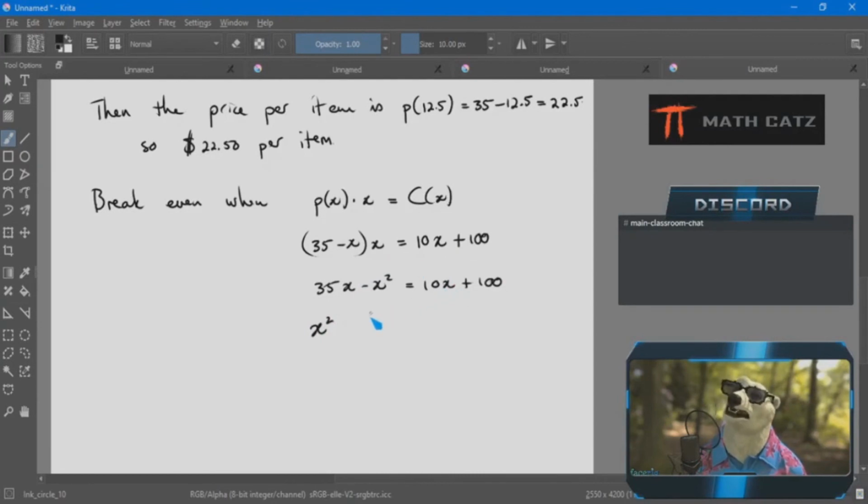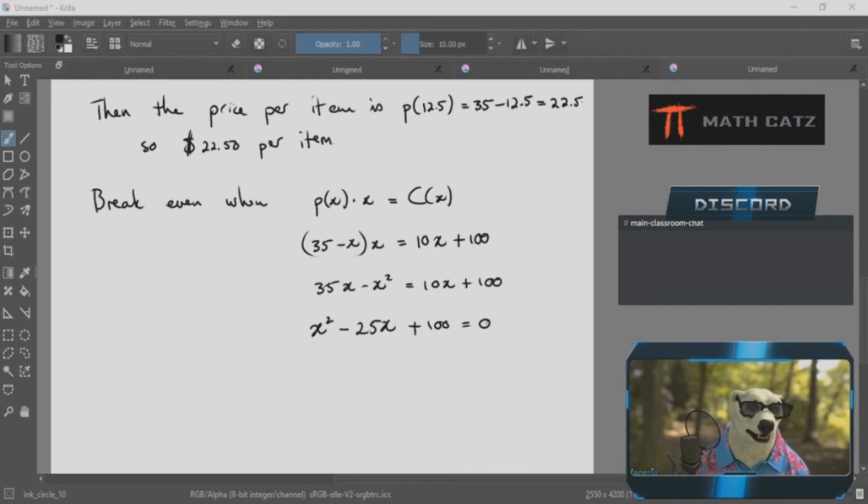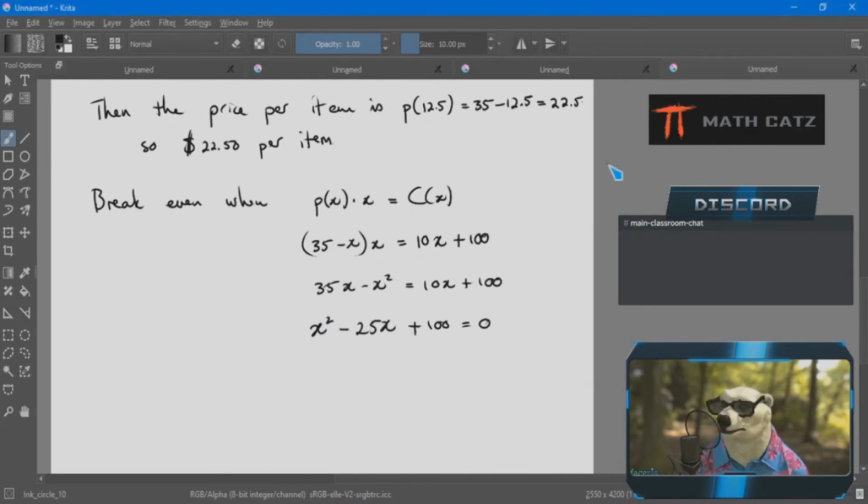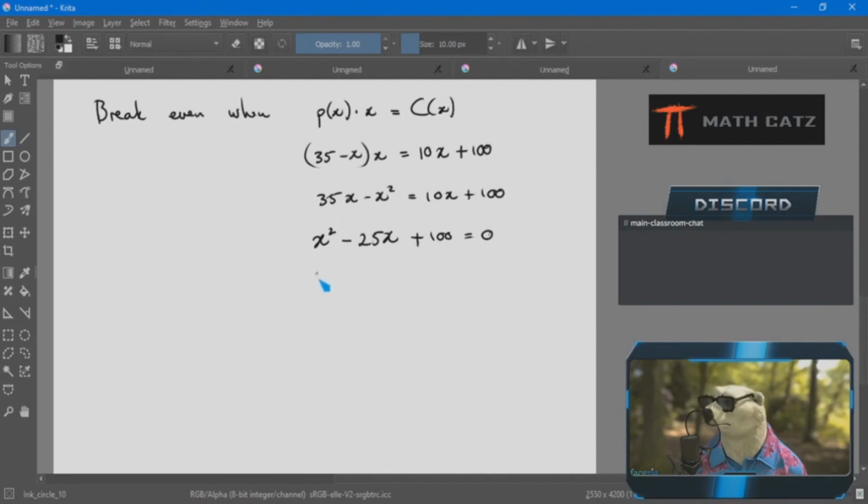X squared, I'm moving everything to the right. So that means the 35 needs to go to the other side and become negative 25x. And then my plus 100 equals 0. Doesn't really matter which side. I kind of like the one that doesn't have a negative in front of the x squared. So that gets us into quadratic function territory, which we all know. No, quadratic function. Silly. Quadratic formula. We all know the quadratic formula. Can't forget it even if we try. You can try and forget it, but it will not work.